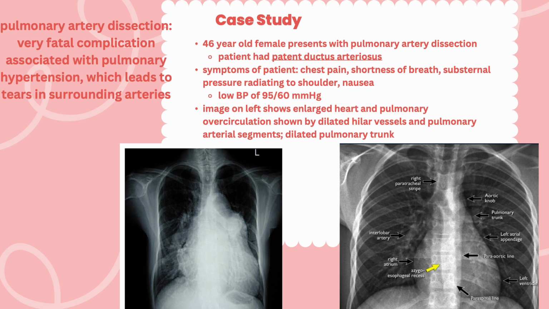So this image on the left is a chest x-ray of the patient. And it shows an enlarged heart right here. The heart's normally not supposed to be that big. And it also shows pulmonary overcirculation, shown by dilated hilar vessels and pulmonary arterial segments. It also shows a dilated pulmonary trunk. The dilated pulmonary trunk is in this image right here. If you're not used to seeing an x-ray, it's a little hard to decipher, but pulmonary trunks are supposed to be a little smaller in a typical x-ray. The patient, unfortunately, did pass away, as it is typically very hard to recover from a pulmonary artery dissection once multiple arteries are torn.